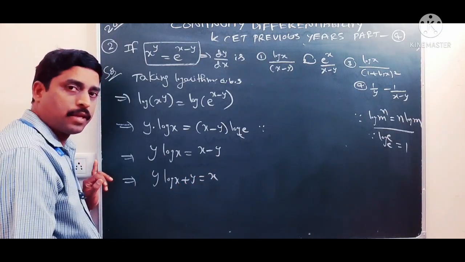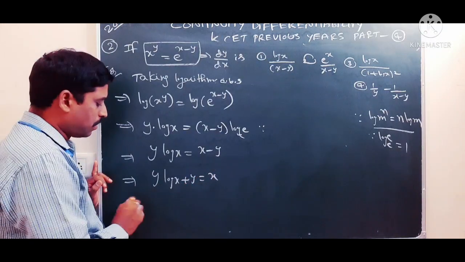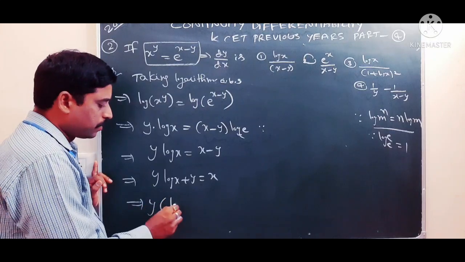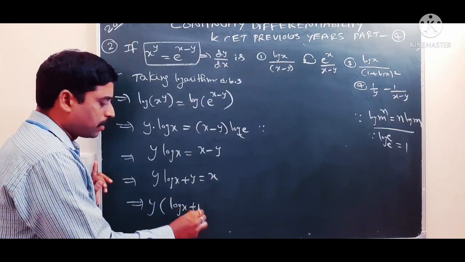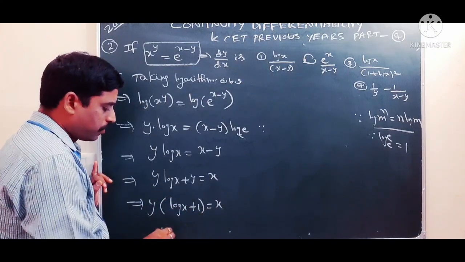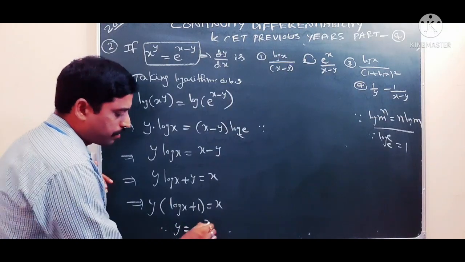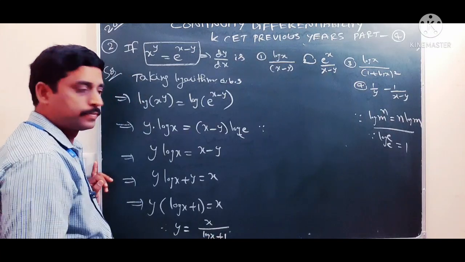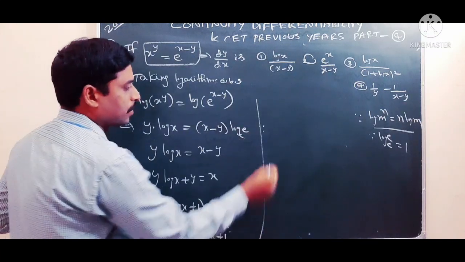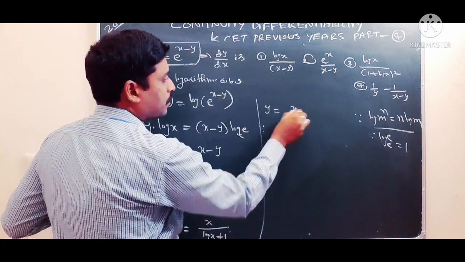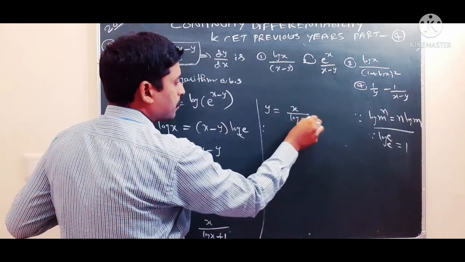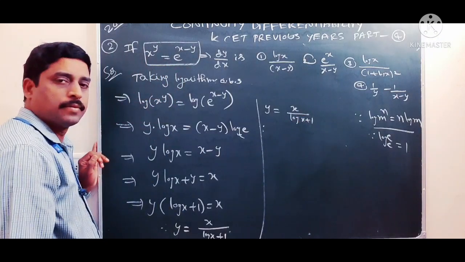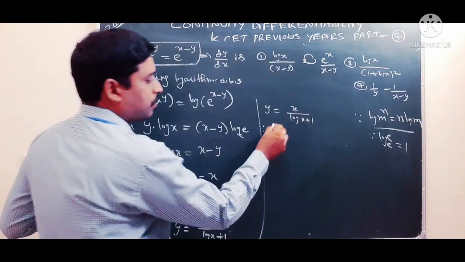But our target is dy by dx. In this, on the left side take y out common: y into log x plus 1 is equal to x. Therefore y is equal to x by log x plus 1. Now, y is equal to x by log x plus 1. We got it. Now applying derivative on both sides.